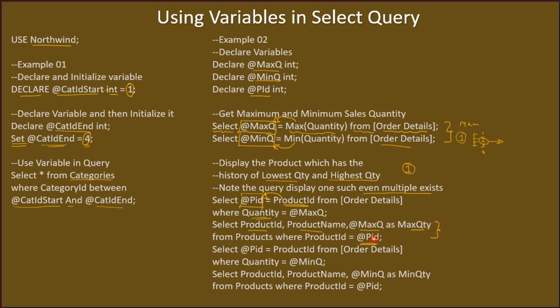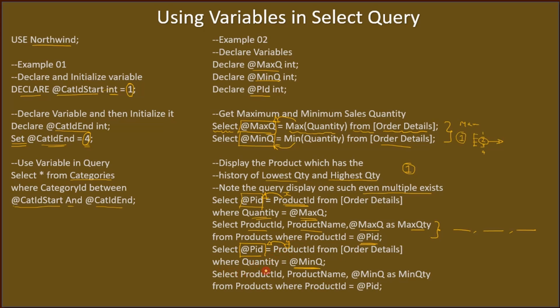So here we just retrieved the product which has the highest sales, and what we display is product ID, name, and max quantity. The same way, once again, we are reusing the same variable and assigning a new product ID. Select product ID from order details where quantity equal to, this time we are using the min quantity. Previously we used the max quantity, now we are using the min quantity, and we assigned the product ID to our PID variable. So previously it was X, now it may be Y.